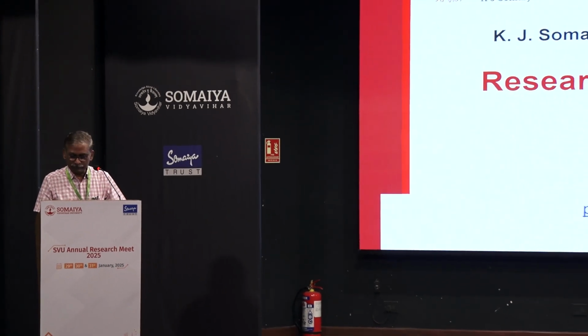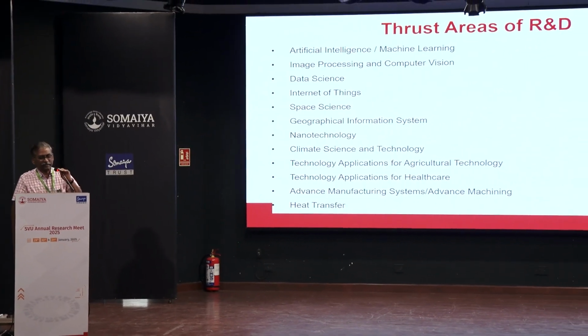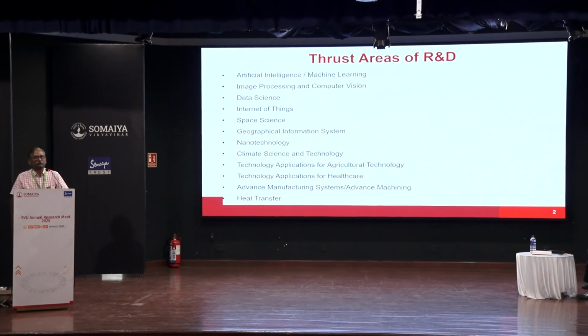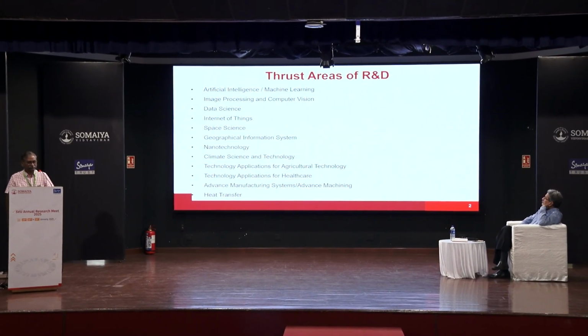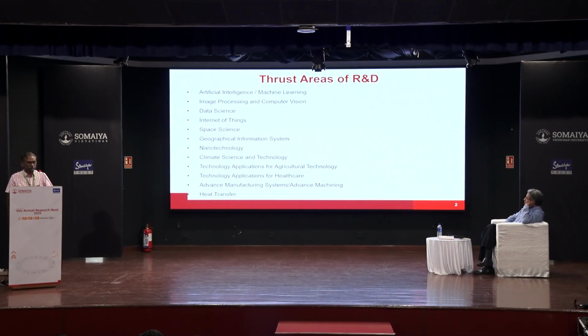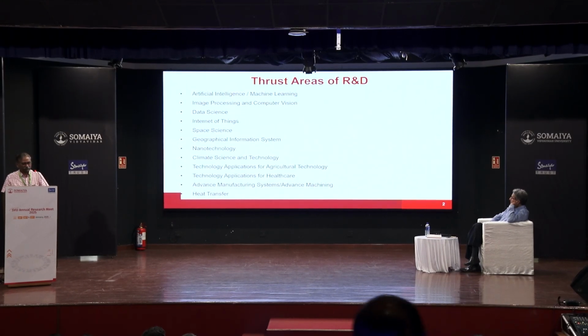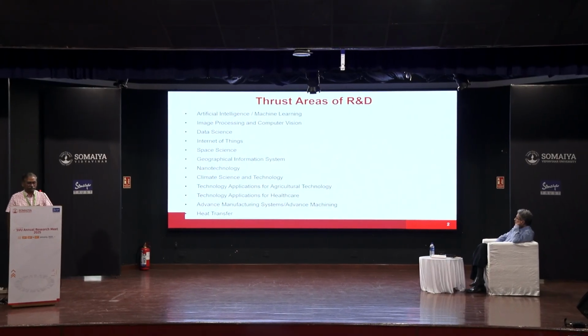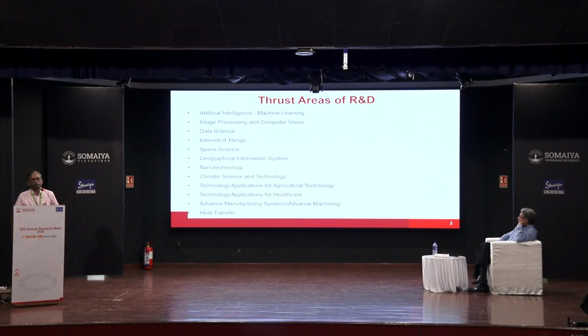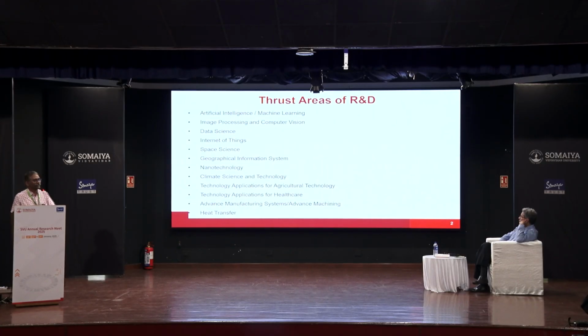So at KJ Somaiya Institute of Technology, Mumbai, Sion, we are the Ayurvihar campus. Our thrust areas of research and development are AI, machine learning, image processing, computer vision, data science, Internet of Things, space science, GIS, nano, climate science and technology, and technology applications for agriculture and healthcare. Those last 2 points mostly belong to mechanical engineering, where I come from, and we are in a minority there. The rest is, since KJSIT to people means Institute of Information Technology, computer-allied areas, which are predominant.